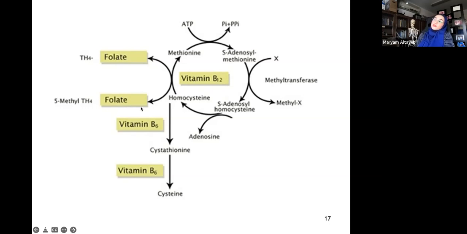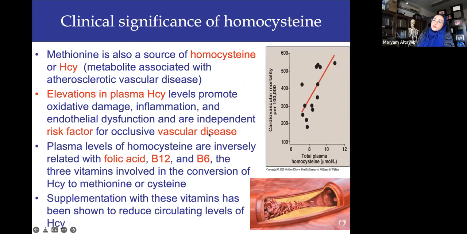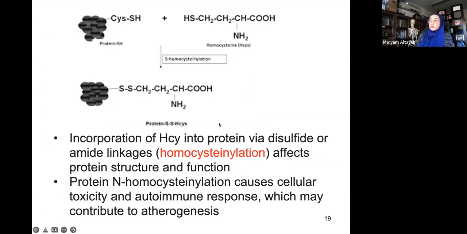And having excess levels of homocysteine in the blood is linked to specific cardiovascular diseases and vascular diseases in general. Okay, again, I'm going to explain this later on in the lecture. I just want you guys to keep it in the back of your mind.